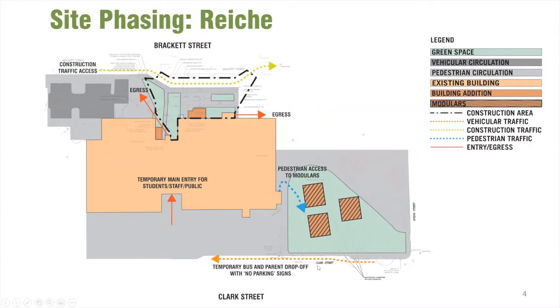During this time, we'll flip where parent and bus drop-off will occur, on Clark Street. We'll use the community entrance side so that we're staying away from the construction activity during that time frame. That will be our temporary main entrance over on this side of the building.